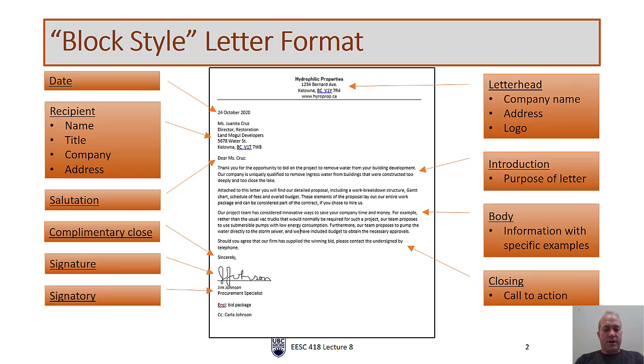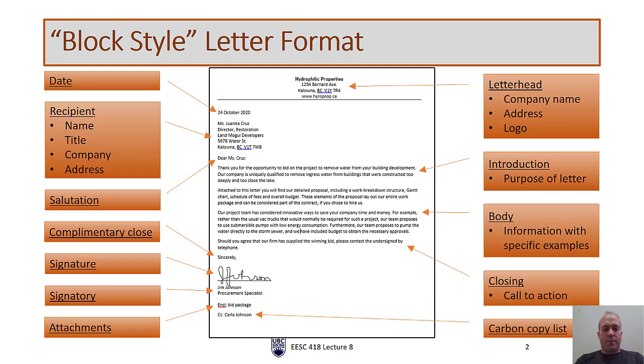And then the signatory. In this case, it's Jim Johnson, and we'll put Jim's title. We don't need to put the company name again because it's on the company letterhead. And then we'll list any attachments or enclosures. So in this case, it's a bid package. In other cases, like I mentioned, it might be a site investigation or some sort of environmental assessment. Finally, we'll have a carbon copy list. Who else is getting a copy of this letter and everything attached?